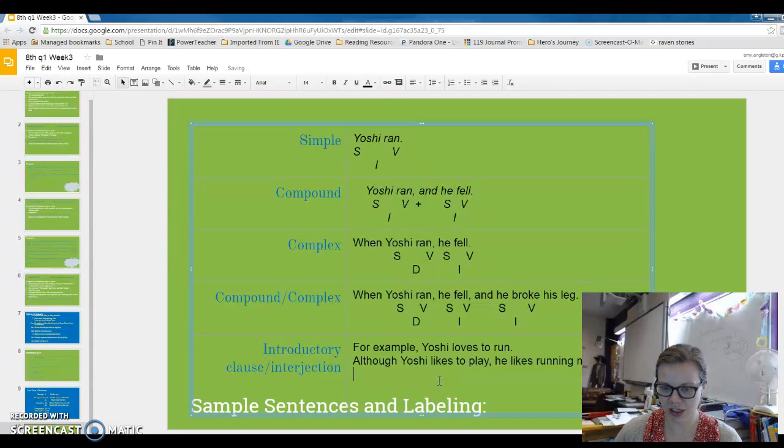An interjection is slightly different. It's kind of like an introductory phrase, but instead of it being at the beginning, you put it anywhere in the middle. You could say Yoshi loves to run, comma, for example. You could say Yoshi, when running, falls often. Notice that interjections are always separated with commas.